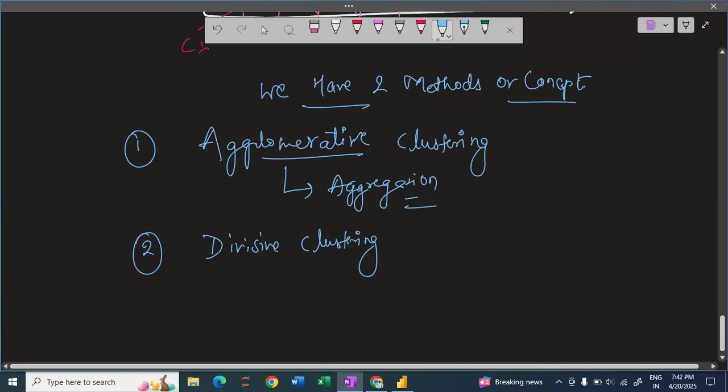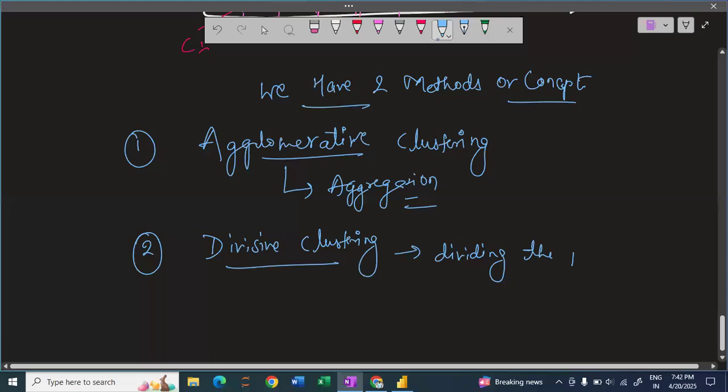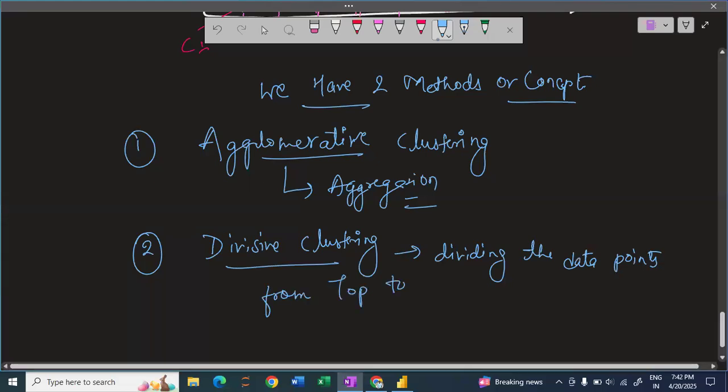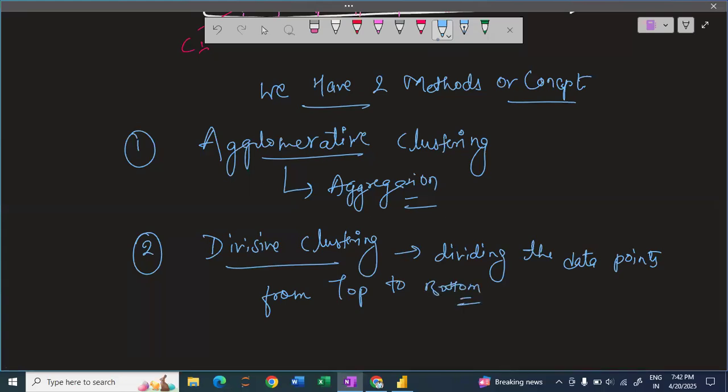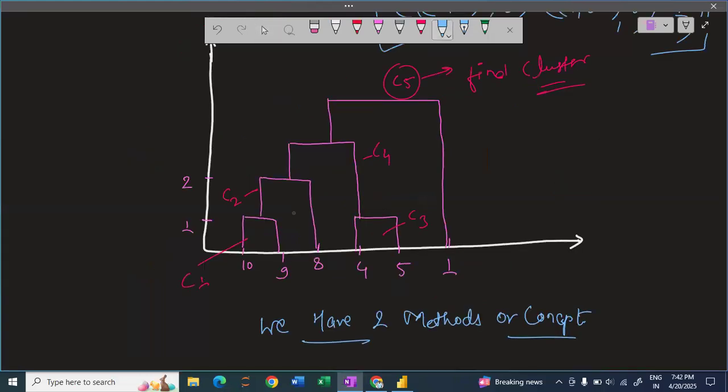So now divisive clustering means dividing the data points from top to bottom. Okay. And this is creating from bottom to top. So basically, this is the example of agglomerative.